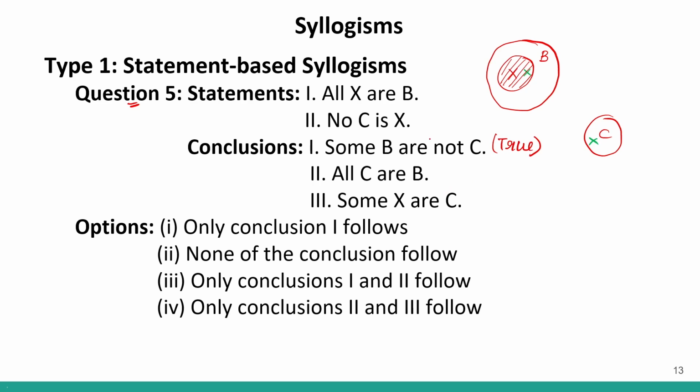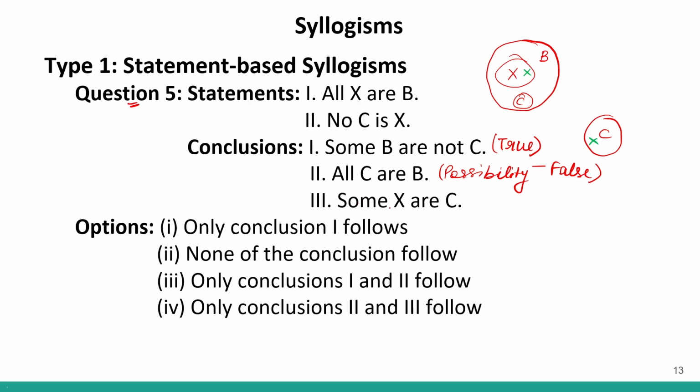Conclusion number 2 says all C are B. Again, this is a very vague statement. This may or may not be true. We can have C over here. We can have C over here. But again, this may or may not be true. So, this is a possibility, but it is not mentioned. Hence, it is a false statement. Correct?